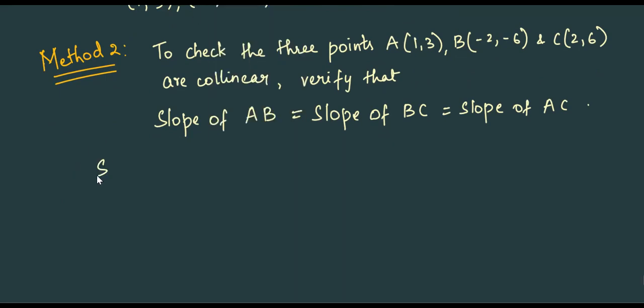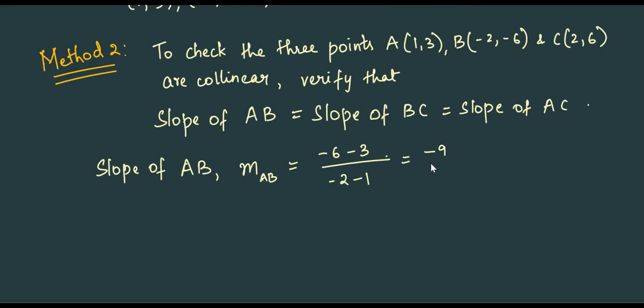So let us check this slope. Slope of AB. Or I'll write M subscript AB, meaning the slope of the line joining the points A and B. So y2 minus y1 by x2 minus x1, minus 2 minus 1. So we get minus 9 by minus 3, which is equal to plus 3. The slope is plus 3. Now slope of BC.